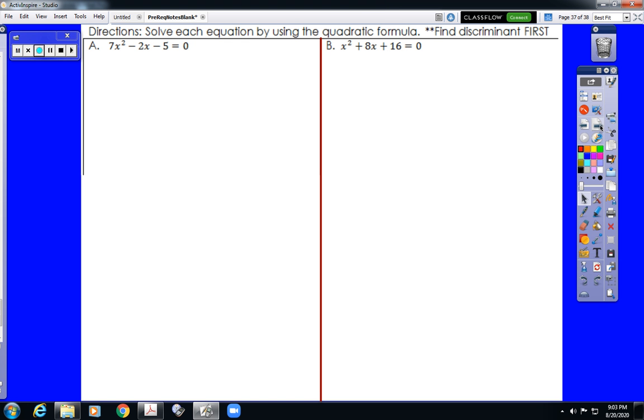So we need to make sure that it's in the correct format: ax squared plus bx plus c equals 0. Both of these first two examples are, so we won't have to worry about rearranging. We then find the value of the discriminant, just like we did in the previous video.